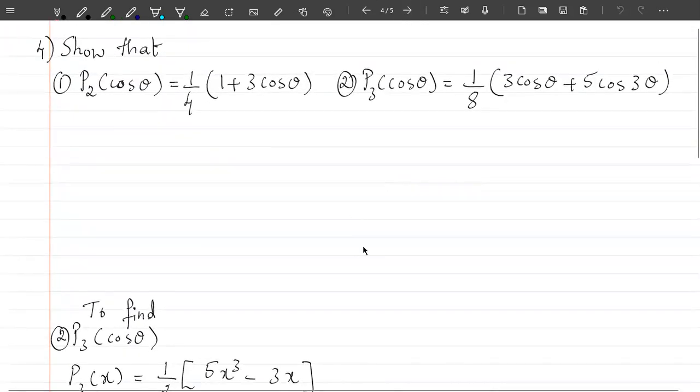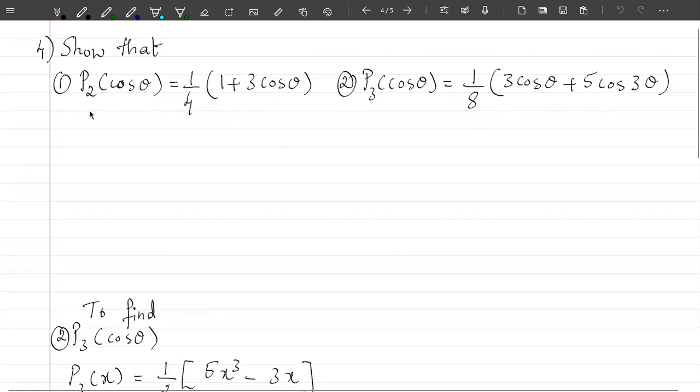Let's solve the next problem. Show that first question in this is p2 of cos theta equal to 1 by 4 into 1 plus 3 cos 2 theta. And the second problem is P3 of cos theta equal to 1 by 8 into 3 cos theta plus 5 cos 3 theta. Now, how do we solve the first one here?